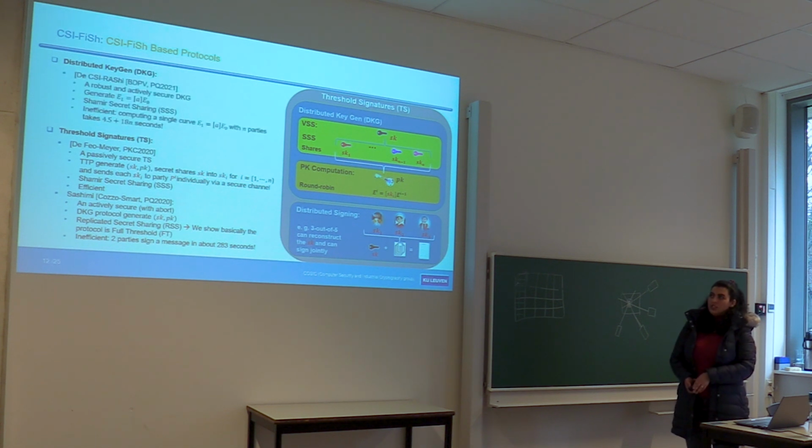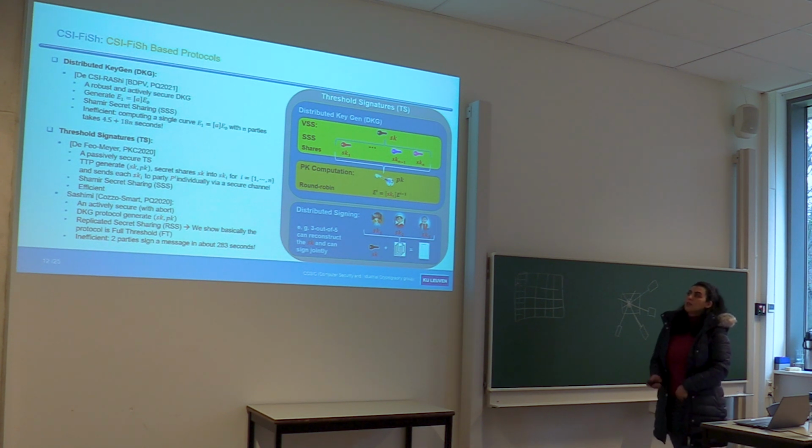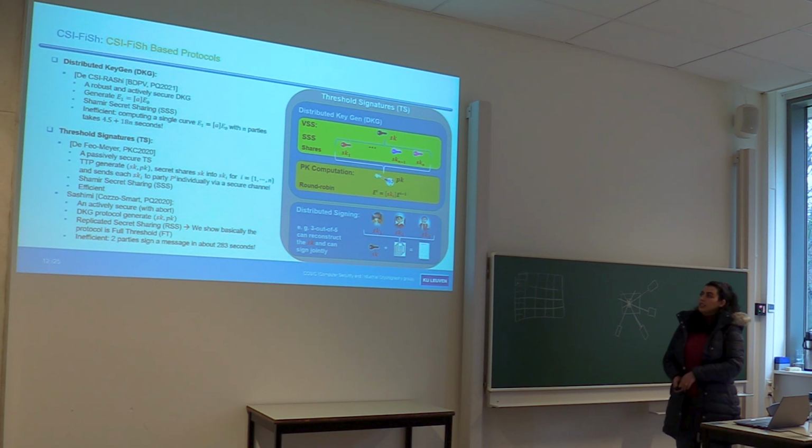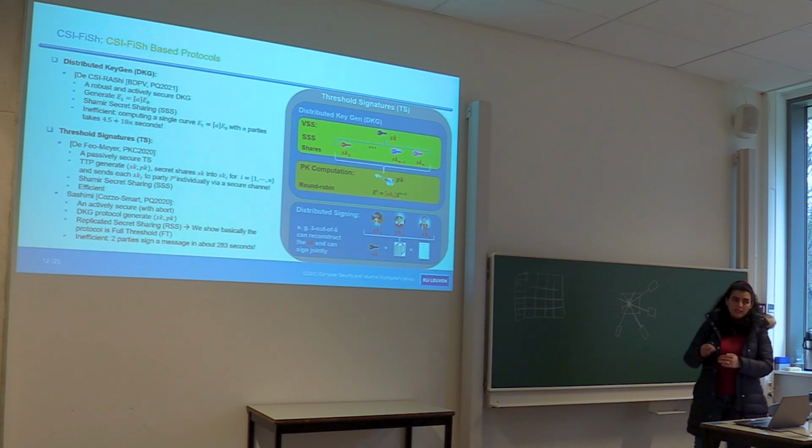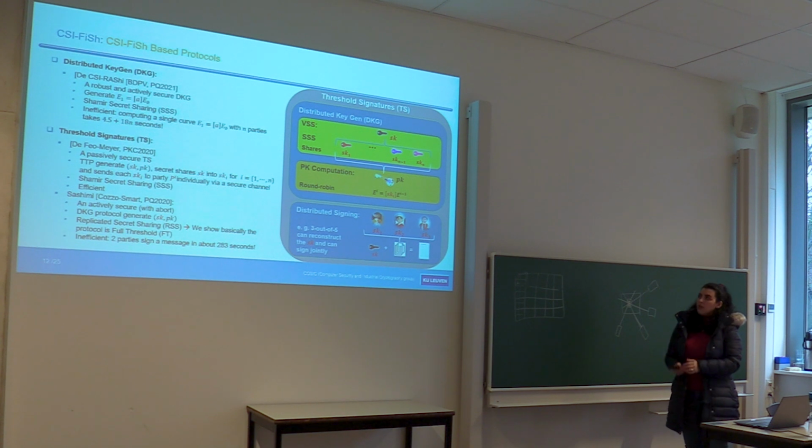And the distributed keygen, which is called Sirashi, is a robust distributed keygen, and it is actively secure, and it is for generating just one public key. It is inefficient, since for computing just one public key with n parties, it takes 4.5 plus 18n seconds. So it increases as the number of parties increases.